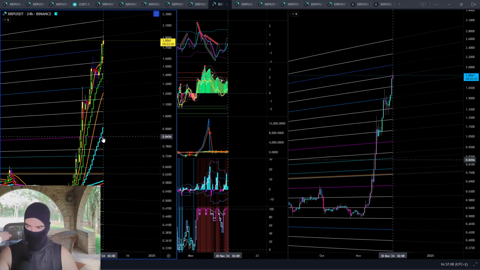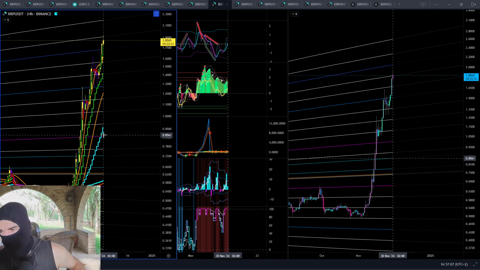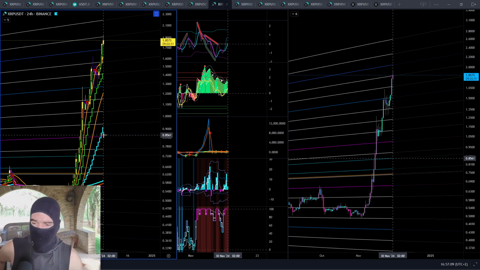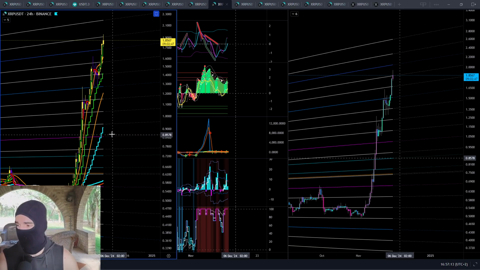$1, and then the next target is 85 cents, okay? Holds above there. Yeah, people can make as much fun of XRP as they want. This thing's going to be put on a catapult and sent to the moon.